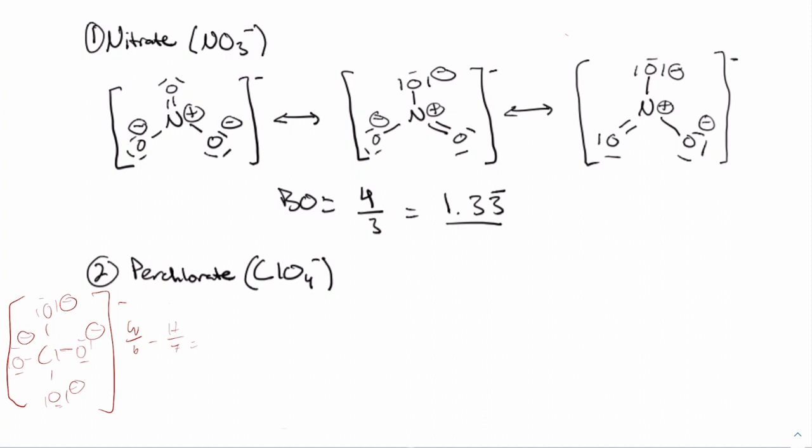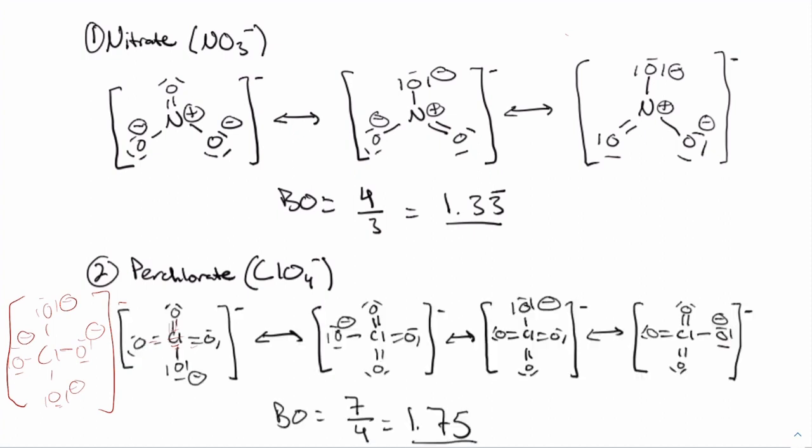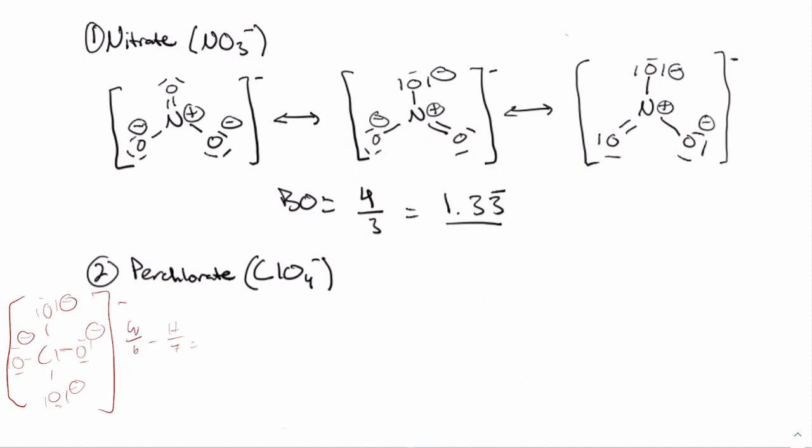Now, what we need to figure out is what the formal charge is for chlorine. So chlorine wants 7, okay? But how much does it have in this structure? It has 4 because it has half of each of these bonds, right? So it's going to be a +3. And so I'm going to put a +3 here.